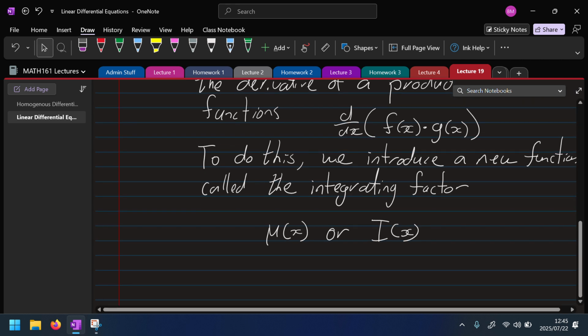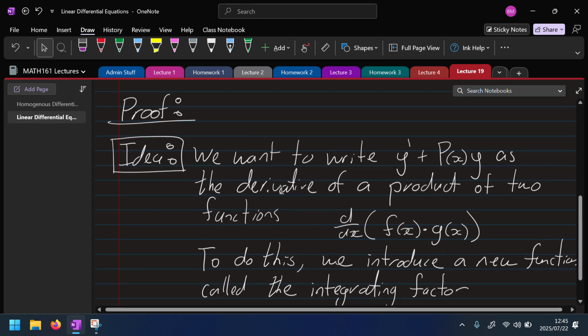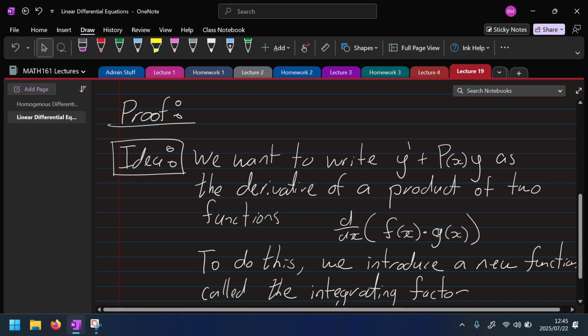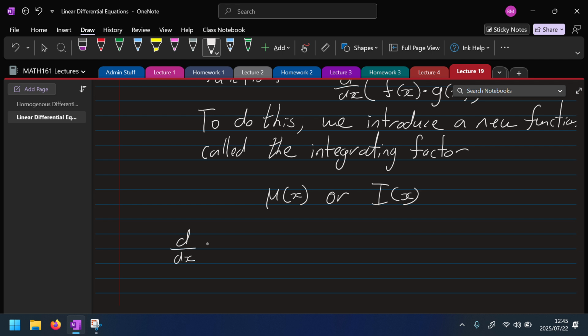Again, we want to write this left-hand side as the derivative of a product, and the way we do that is by taking the derivative of mu of x times y of x. Those are our two functions. We're going to take our function y, multiply it by this integrating factor function mu, and then take the derivative. This is going to be equal to, using the product rule, the derivative of the first one, and we're going to leave the second one alone.